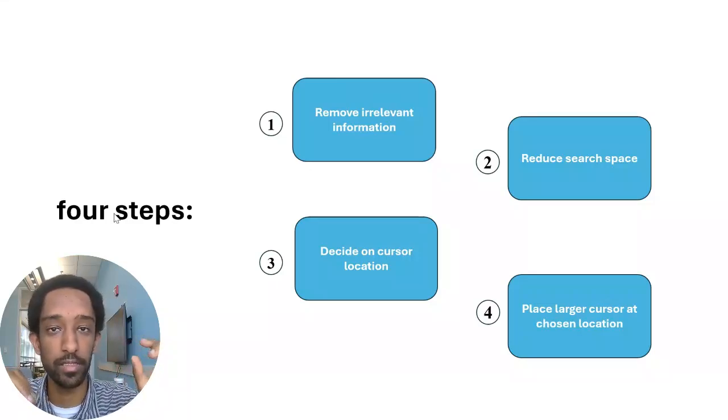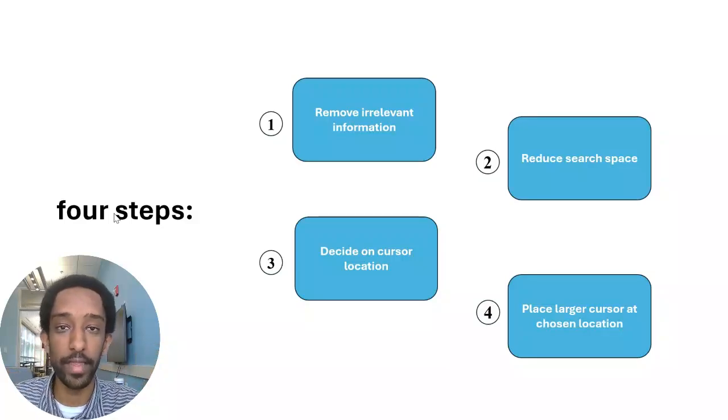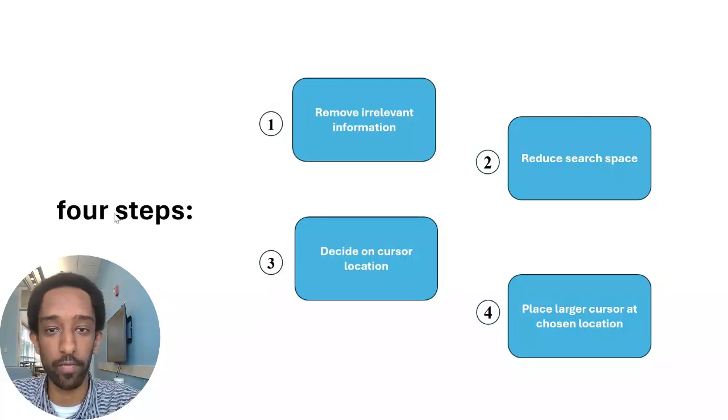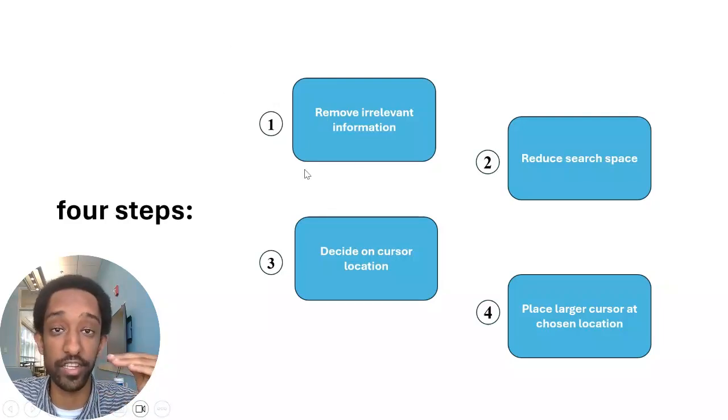So it finds the cursor and replaces it with the bigger cursor in each frame. And then it takes all those new frames, combines them, and outputs the new video. And these are the 4 steps involved in processing each frame. So it removes the irrelevant information. There's a ton of information, shapes, and lines and things, and you want to get rid of some of that so you can find the cursor easily. So that's the first step, to remove the irrelevant information.